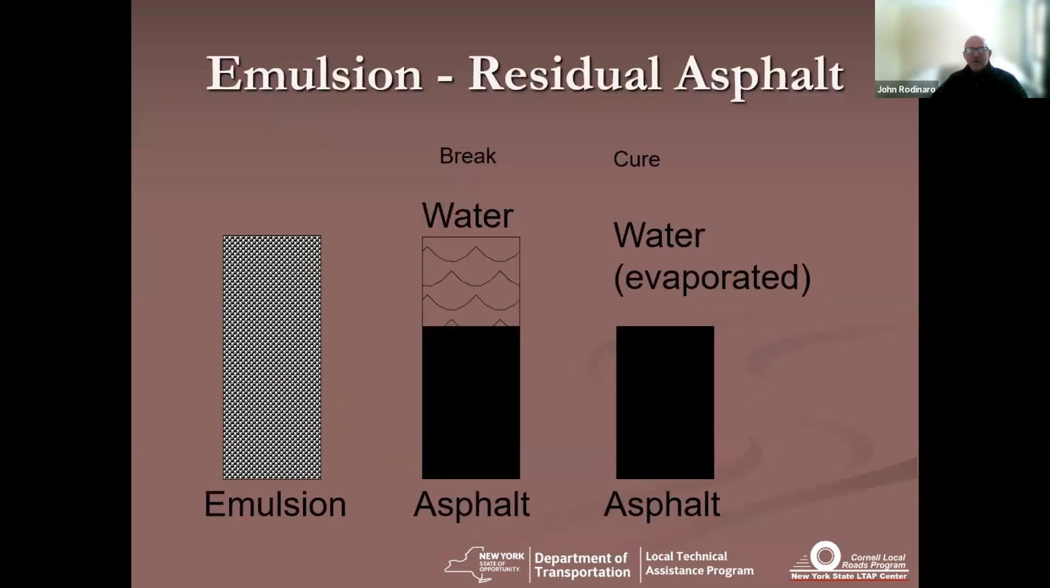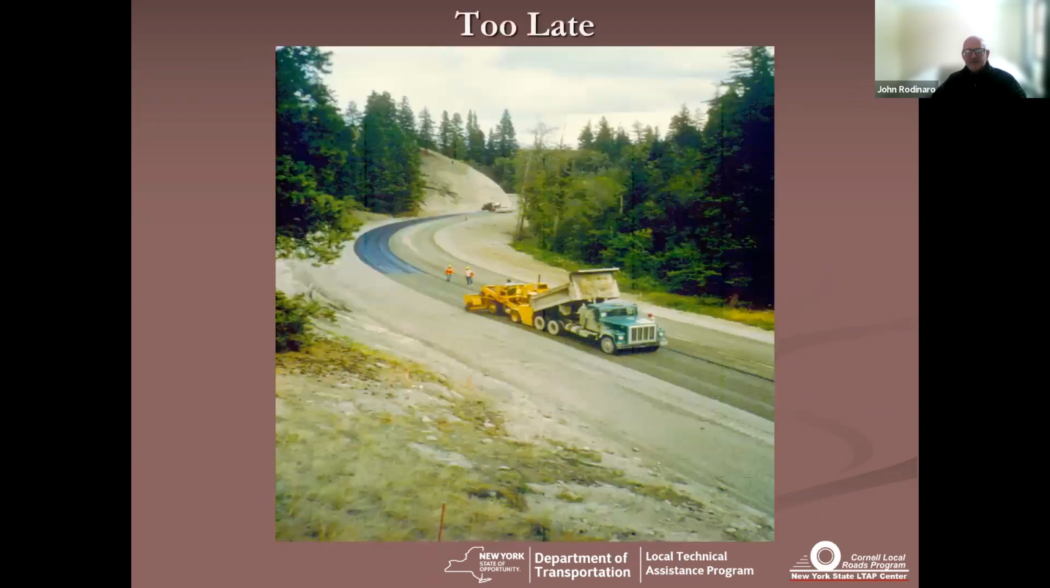So just a cutaway view, you've got your emulsion, nice suspension, that's your nice chocolate brown color. Once you start breaking, that's breaking it back into your components of water and asphalt, and that's why you're seeing that black color. And then once it's cured, you've got your hardened liquid asphalt. Now, again, it's hardened asphalt.